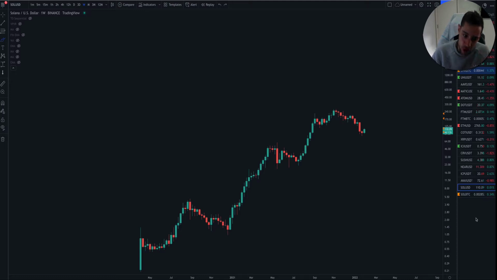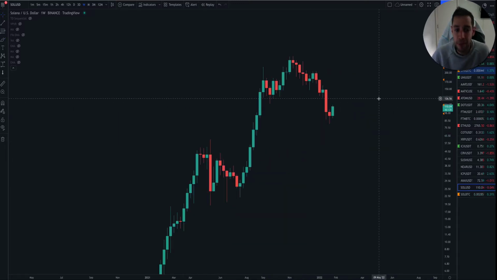Now on the macro, obviously Solana is creating higher highs. We can see here, and we're creating higher lows. Hopefully we can put in a higher low sometime in the near future. But that is the macro uptrend.